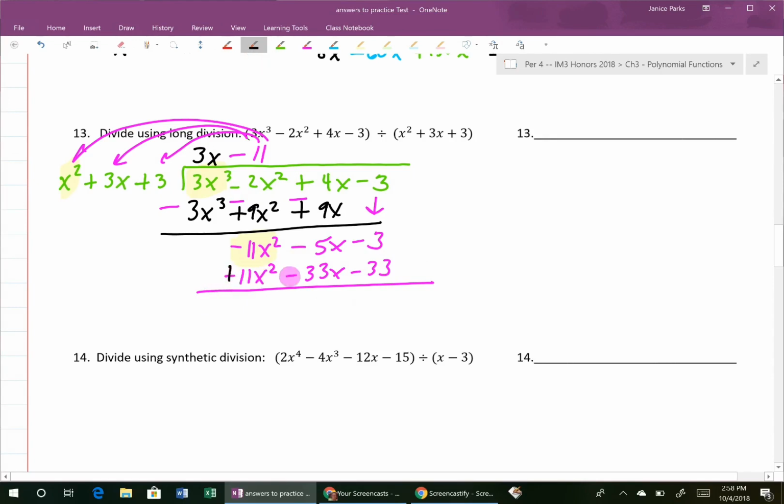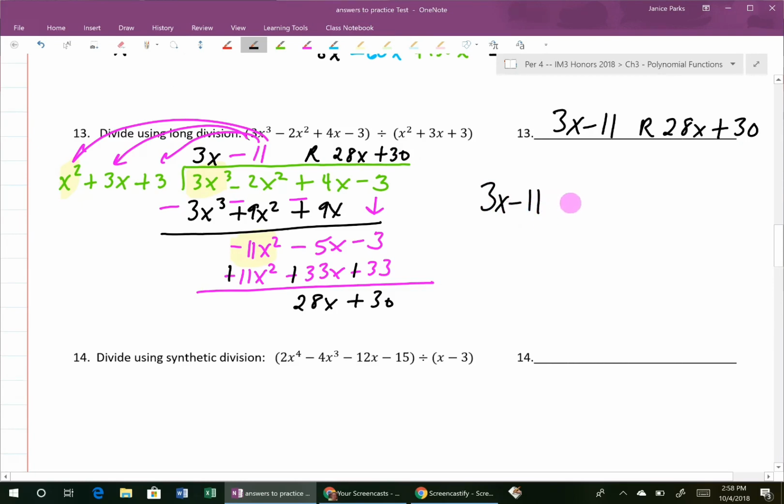Then you have to subtract. So that will give you 28x plus 30. That's the remainder. Alright, so we have 3x minus 11, remainder 28x plus 30. That's a 28x. If you want to write it in fraction form, you would have 3x minus 11 plus 28x plus 30 over x squared plus 3x plus 3.